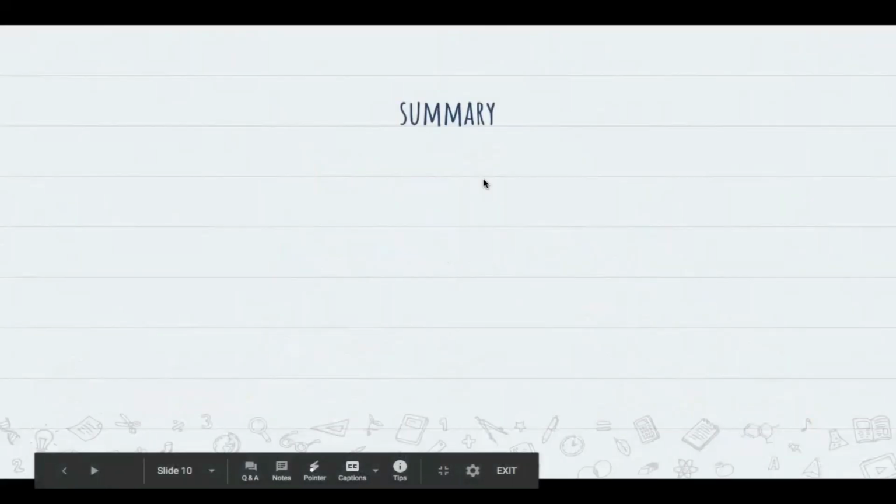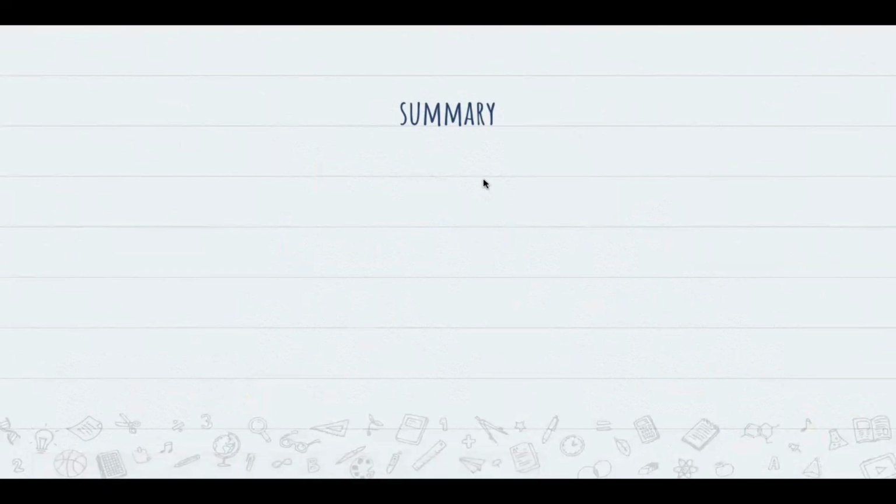That is all for today's lesson. So today we learned how to do GCF and DOTS. GCF is greatest common factor. DOTS is difference of two squares.